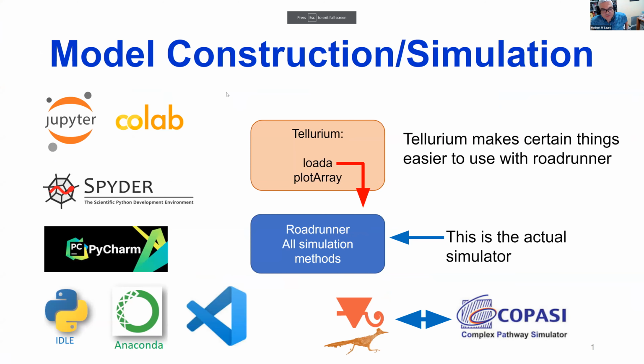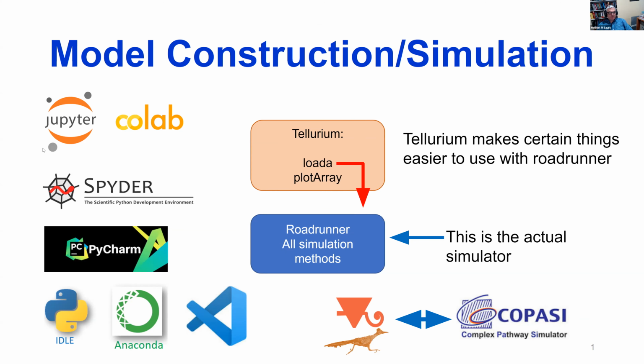Okay, so this is day 2, session 1. So first thing I want to just briefly go over again is the way tellurium and Roadrunner work. So Roadrunner, as we said yesterday, is the simulation engine, and then tellurium is this thing on top that makes it easier to use. So tellurium adds a few extra things like loadA, which you saw yesterday for loading the models. It also has a couple of other things like plotArray, which I'll mention today. Then all the simulation methods are in Roadrunner itself. Okay, so that's the actual simulator.